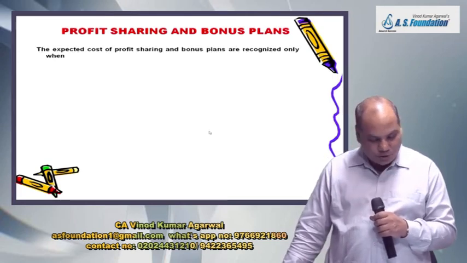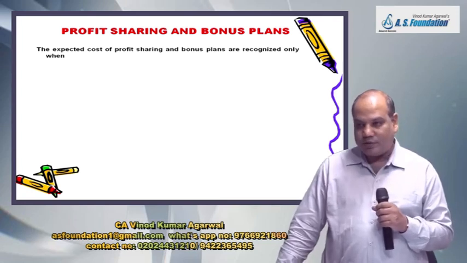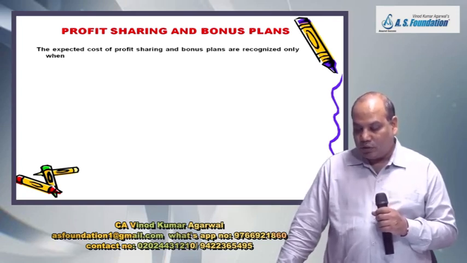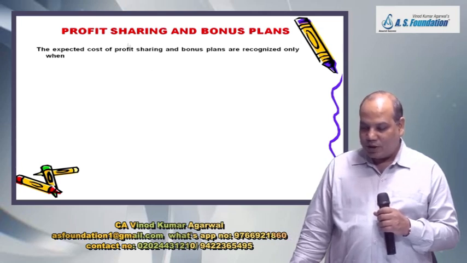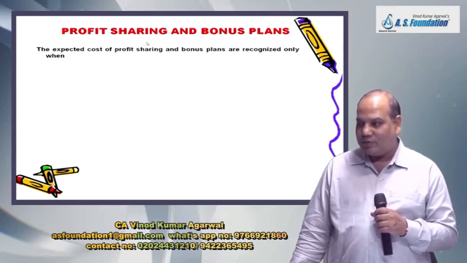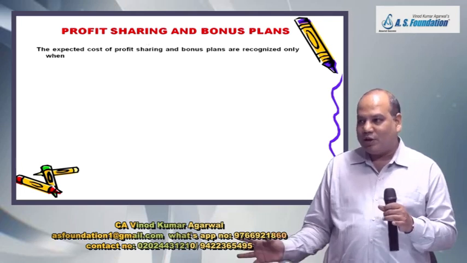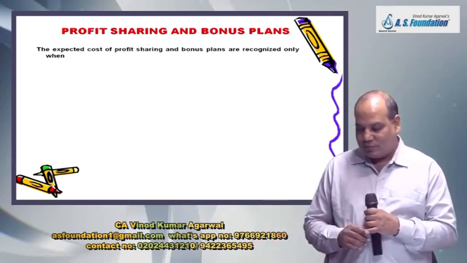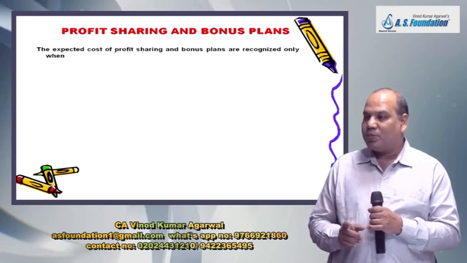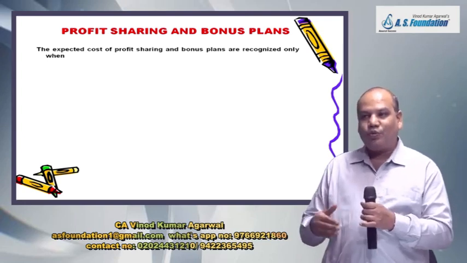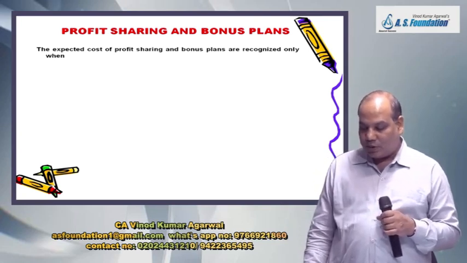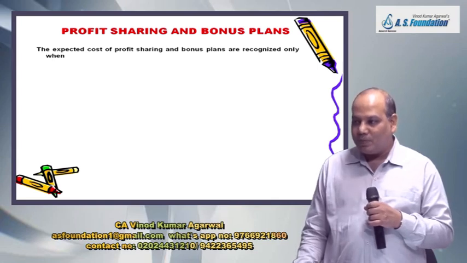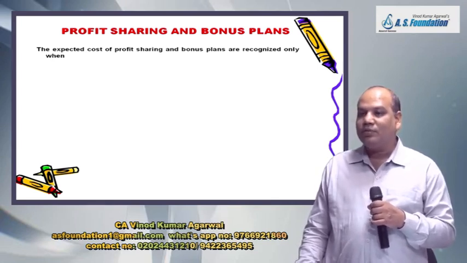Now next is profit sharing and bonus plans. Can a company pay employees a variable payment? That means, can it be linked to sales or profit so that he is a little bit motivated to work harder? Will it be called an expense or will it be called an appropriation of profit? It will be called an expense because this is paid in his capacity as employee, not as shareholder.